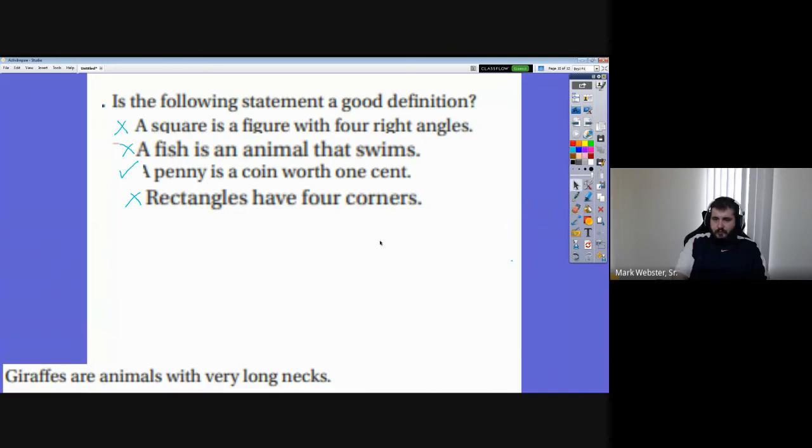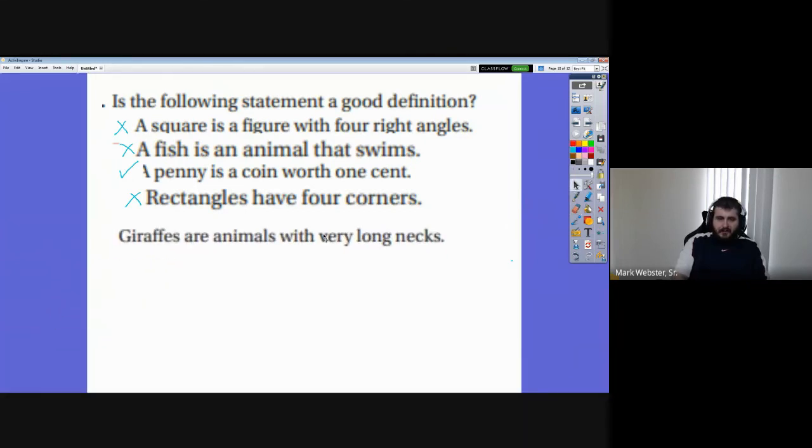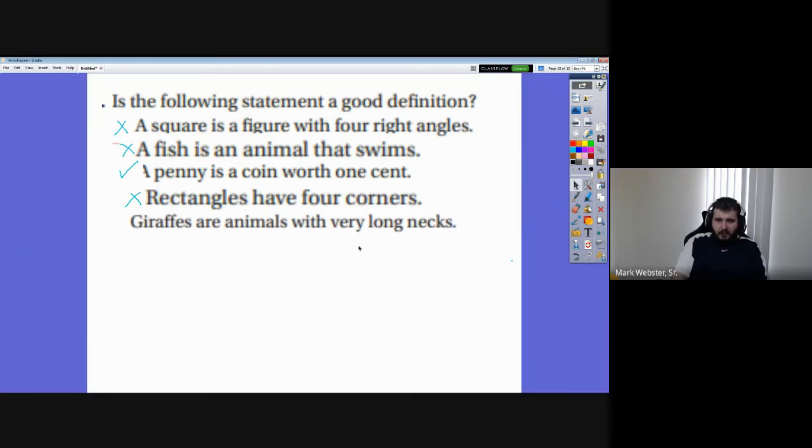And then last one, giraffes are animals with very long necks. Well, so yes, one of the things that we know about a giraffe is that it has a long neck. But once again, giraffes aren't the only animals that have long necks. Think about ostriches and emus, and what else has a really long neck? I'm sure there are more animals with long necks than what I can think of right now besides the ostrich and the emu. But again, this is not good enough.